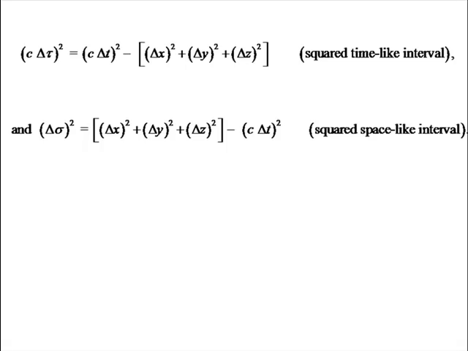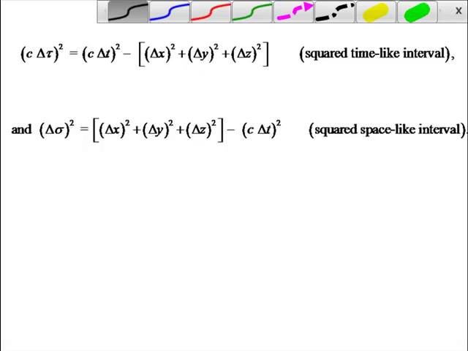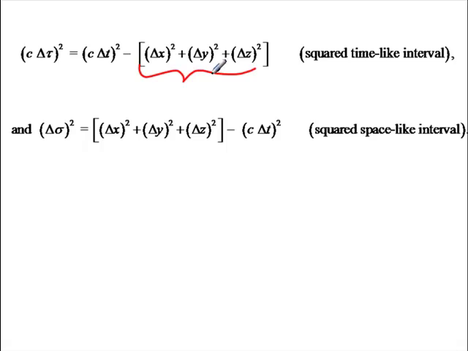Up until now, I've focused on the metric equation in just one dimension, so it would be c times delta t squared minus just delta x squared. But if I want to generalize to 3 dimensions, it's really quite straightforward. I just replace delta x squared by the entire distance squared: delta x squared plus delta y squared plus delta z squared. We can sometimes write this as delta r squared.